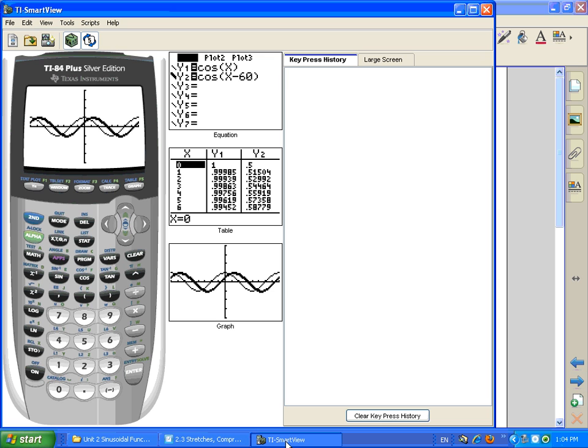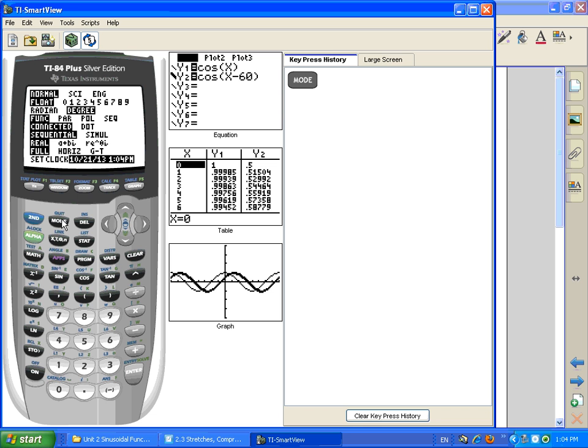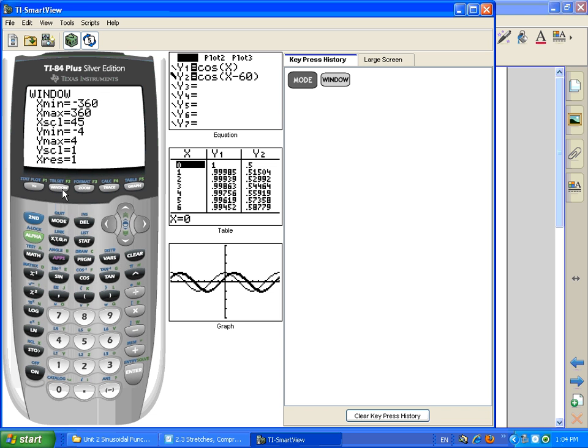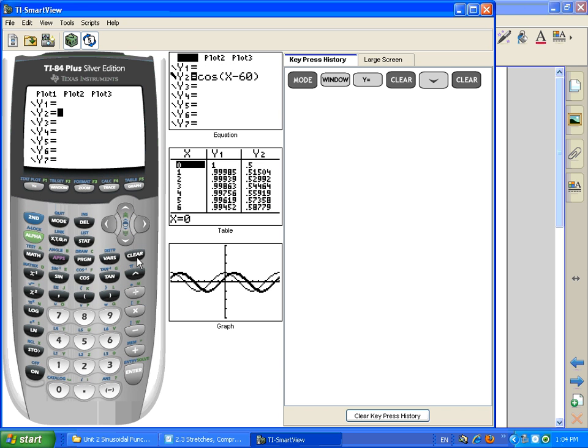I should have it up here running. Let's double check. Press mode. Yes, it's in degree mode. Let's check our window. The window settings are exactly the same as last class. However, when I press y equals, I have some graphs in here, so let's clear these out. Okay, and we're ready to start.